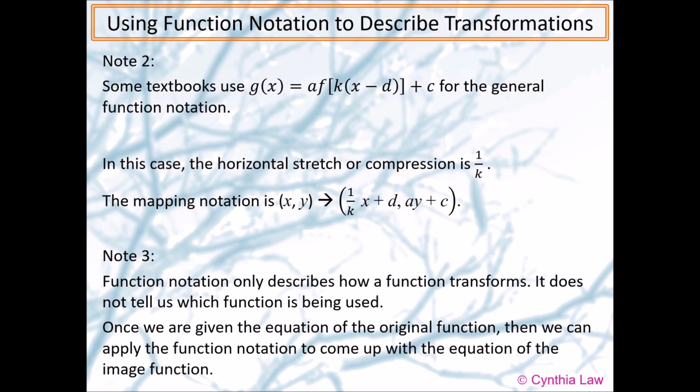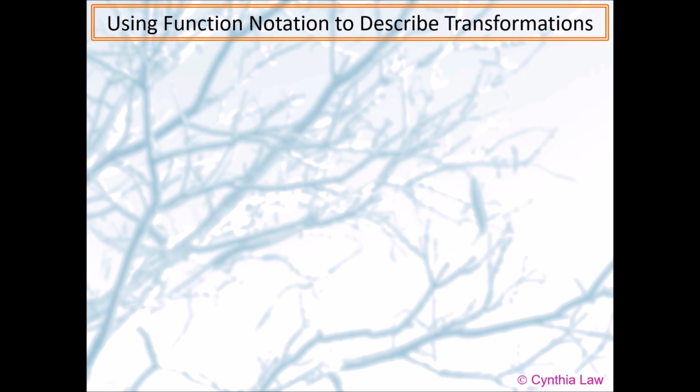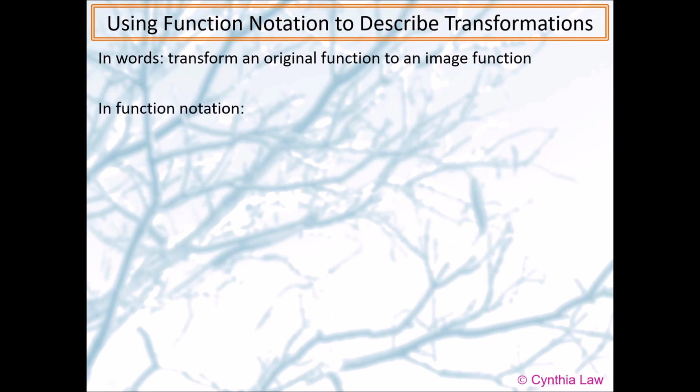Once we are given the actual equations of the original function, then we can apply the function notation to come up with the equation of the image function. So more information is needed when we use the function notation. In function notation, we describe how to transform an original function to an image function. So using the symbols, the general function is g at x equals a multiplied by f at, open square bracket, 1 over k, open round bracket, x minus d, close round bracket, close square bracket, and then plus c.